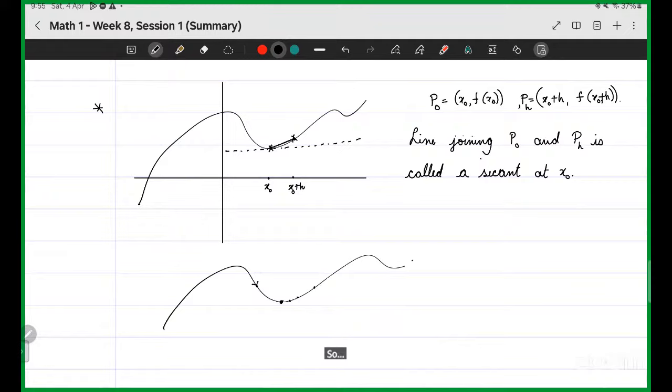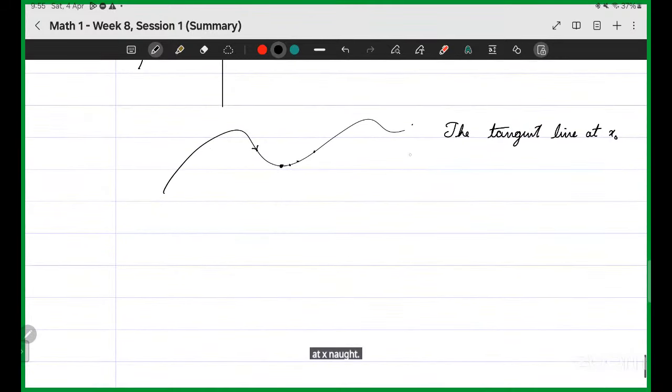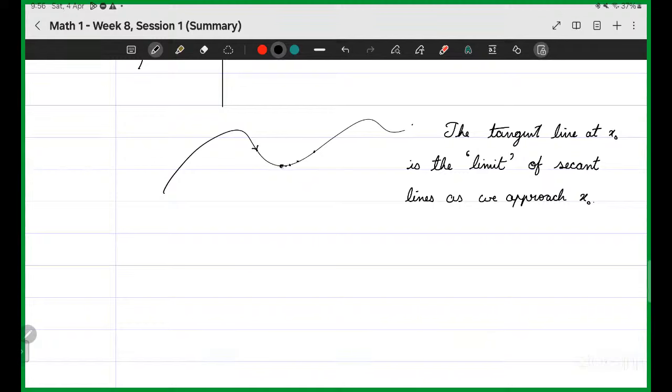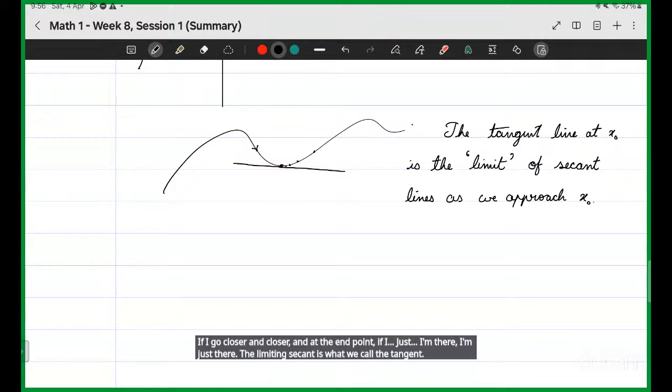So is it not natural to say that the tangent line at x naught is the limit? I've said limits of functions, I've not said limits of lines, so I'm just going to put it in quotes. It's the limit of secant lines as we approach x naught. Does this make sense? It's not a rigorous definition. Once again, if I go closer and closer, and at the end point I'm just there, the limiting secant is what we call the tangent. Does that make sense?